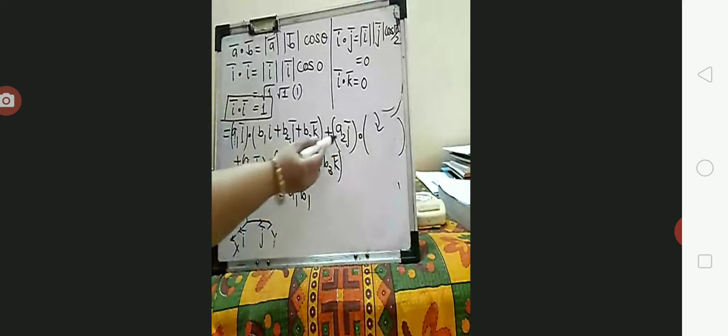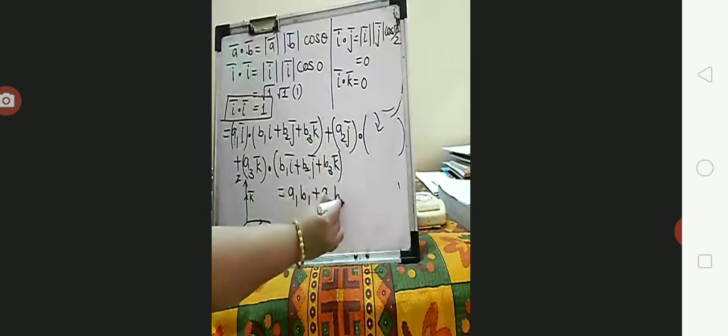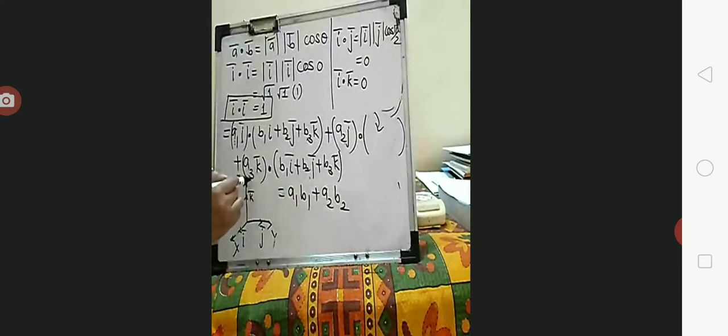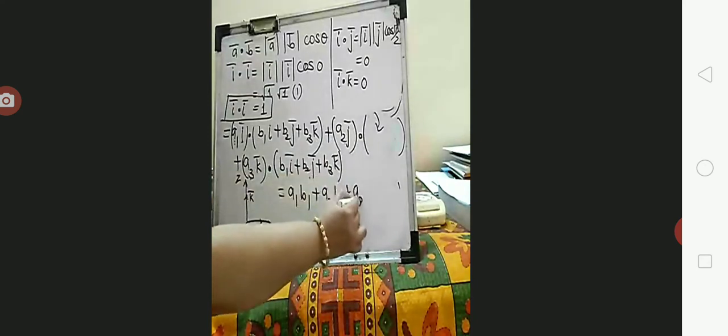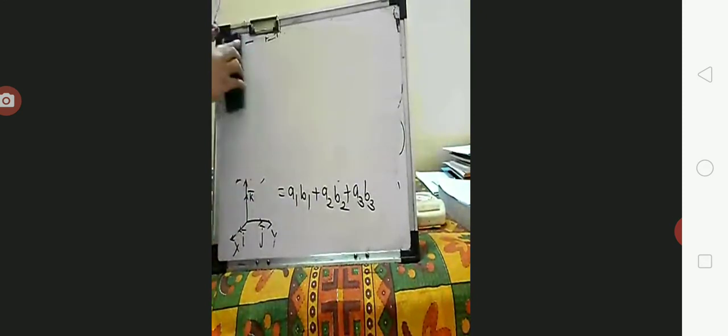This is nothing but a1 with b1, so a1 b1. Then the j bar component is b2, so b2 j bar with a2 j bar in the dot product gives a2 b2. And the third term is a3 times b3, a3 b3. So in the dot product, we just take the component-wise multiplication, correct? Component-wise multiplication. Now you can see how it is. So this was the explanation.